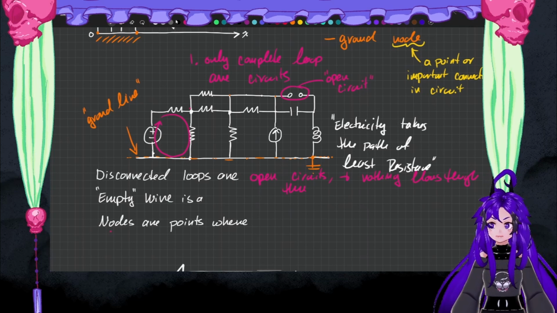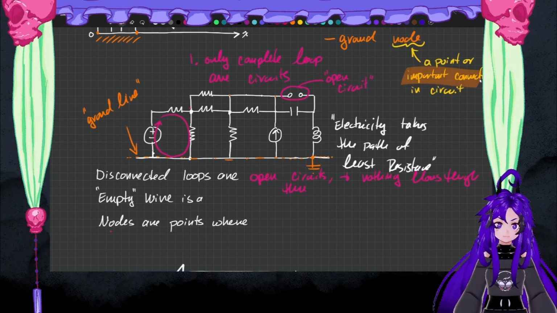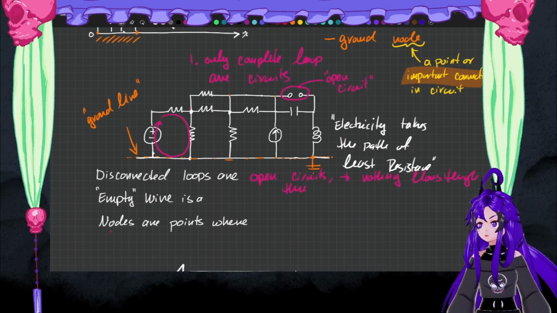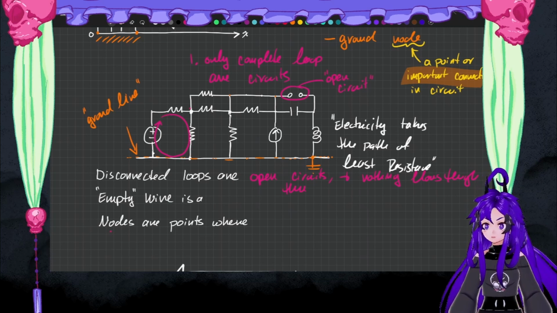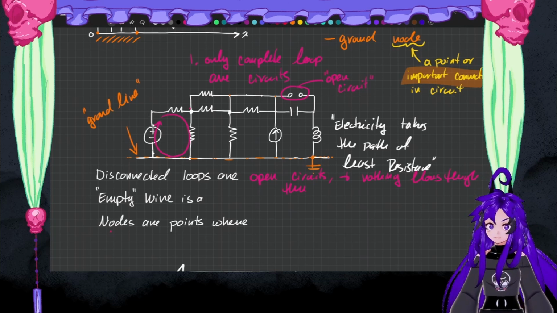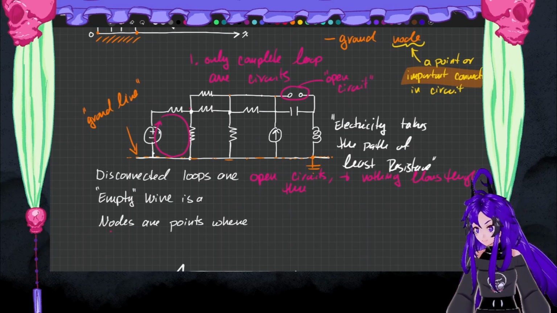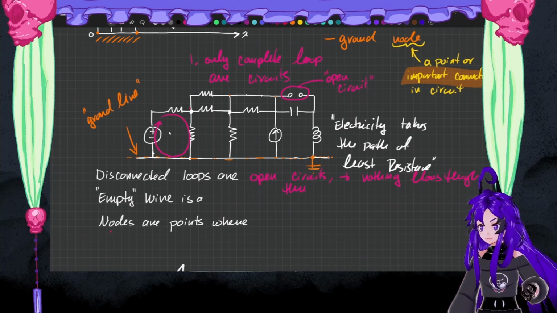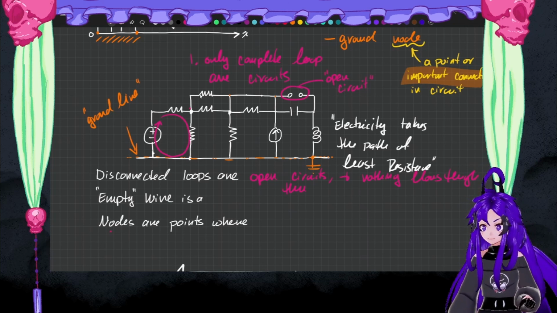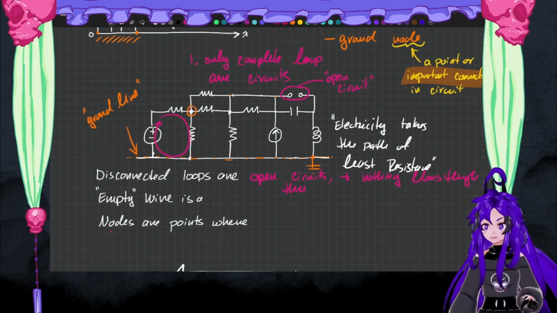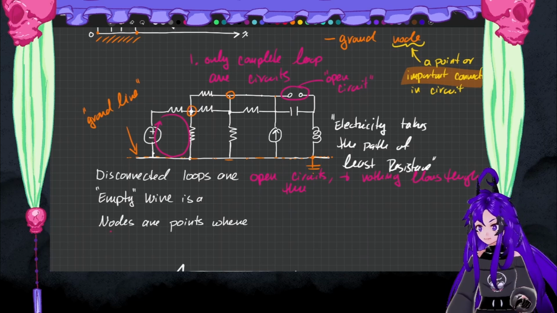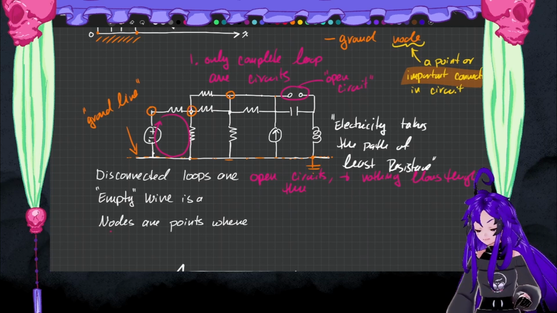So we just said that a node is an important connection, right? Well, how do we know what's an important connection? Well, okay, so let's start looking at what connections are. Connections are where one device touches another device, or is otherwise wired into the circuit. So, for instance, this resistor is connected to the circuit here, right? And it's also connected here. This resistor is also connected here, but it's also connected here to this voltage source.